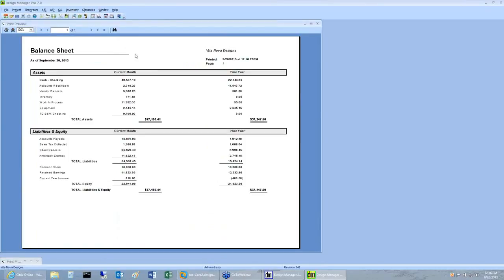Okay, so what the balance sheet shows you for your company is basically what the company's net worth is. So what you're looking at is all the assets owned, and anything prepaid is considered an asset as well. So if you paid out vendor deposits, that's an asset as well. So you're looking at all your assets. That's what the company owns.